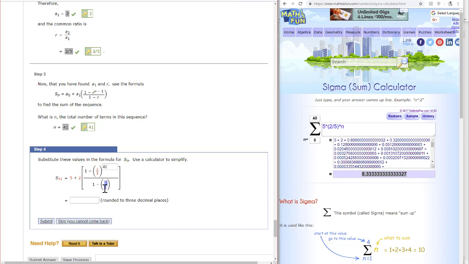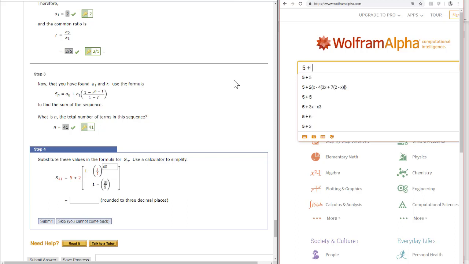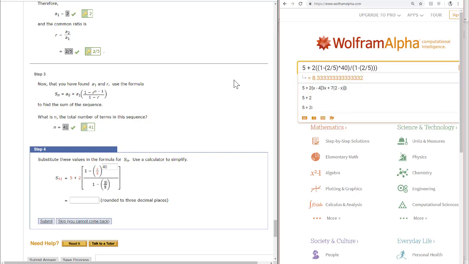Okay, so we can work this out and simplify it. But again, I'm going to use Wolfram Alpha. So we have 5 plus 2 times a big fraction. In the numerator of the fraction, I need extra parentheses: 1 minus 2/5, close the parentheses, to the 40th power. That takes care of the numerator. And then for my denominator, I'll put parentheses again: 1 minus 2/5. Close the denominator parentheses and close the big parentheses.